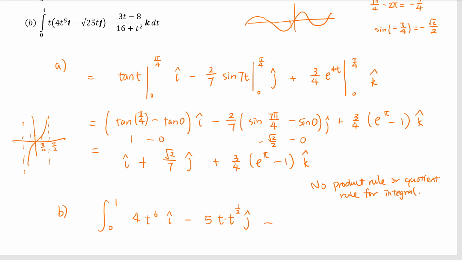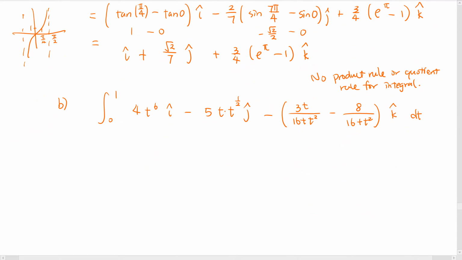Okay, so for the k, how we calculate this, we're going to split it. We're going to split it as 3t over 16 plus t squared, minus 8 over 16 plus t squared. Well, you might say, why do I have a minus? Isn't it plus? Because I still have my parentheses here, so I didn't change it to plus yet.